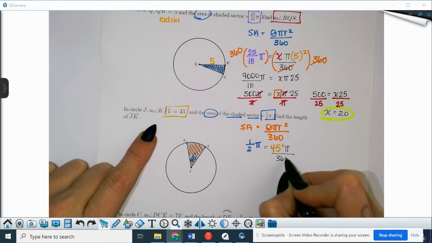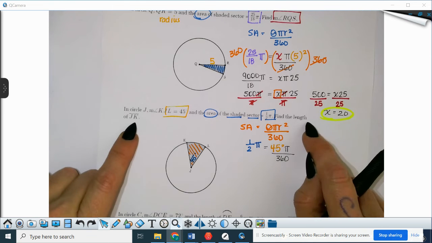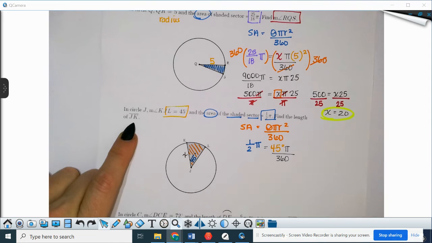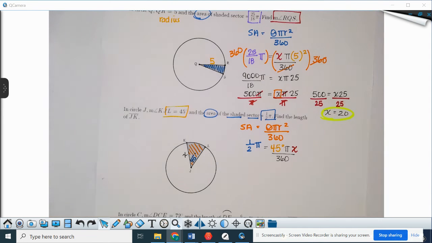360 is a given. And what we're missing is our radius squared. So find the length of JK. JK would be our radius length. So we'll just put an X there to know that that's the unknown of this problem.